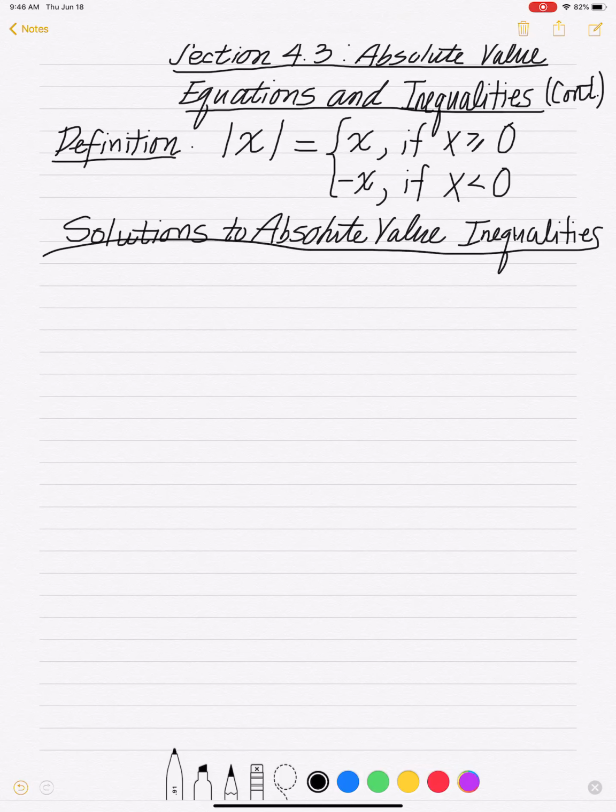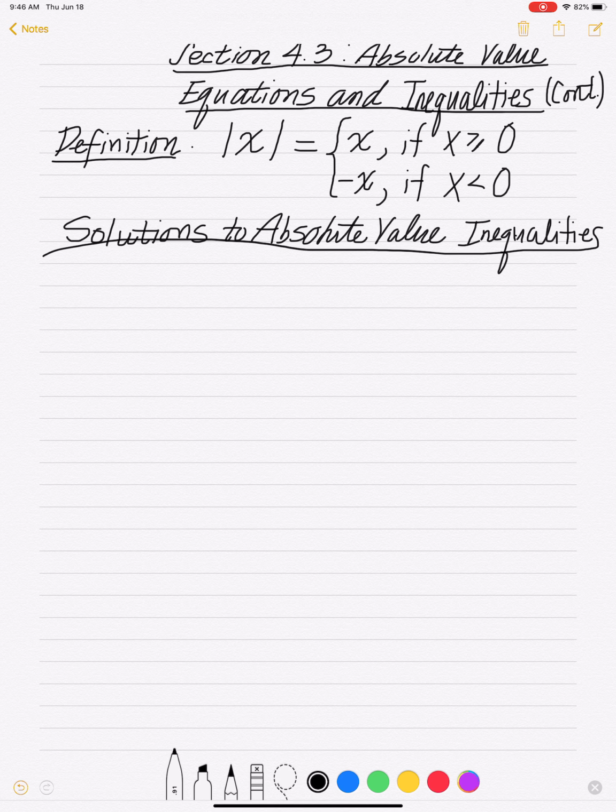This is the second video on absolute value equations and inequalities, so we're not going to do any more equations. We're going to focus on inequalities from now on. So we want to focus on how you solve an inequality that has absolute values in it. So here's the idea.